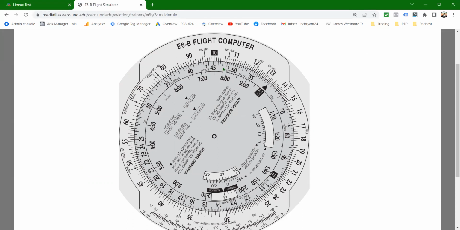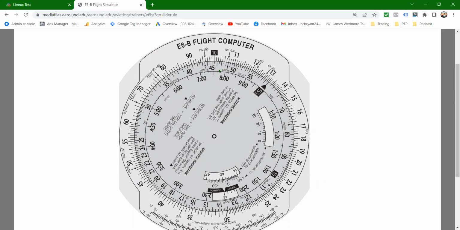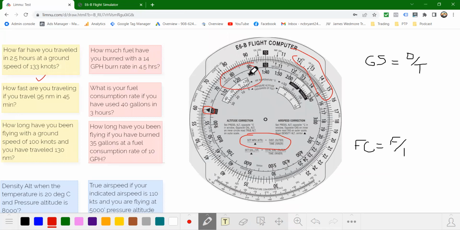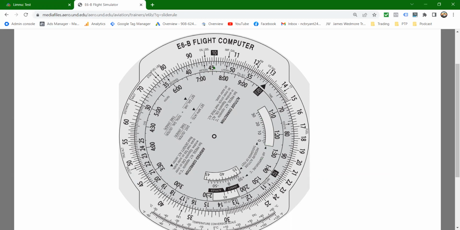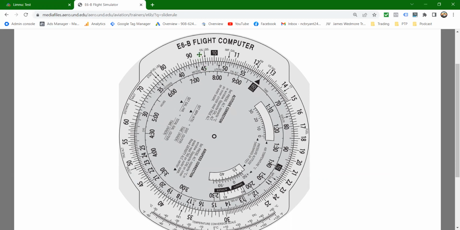So if we just find 45 here, remember this inner scale, so there's two scales. Let me go back to here. There's two scales. These numbers down here are hours, these ones are minutes. So if we look at the hours, there's nothing under an hour. There's no 0.75, so we can't use that scale, right? It starts at an hour and 10 minutes. So we want to use the minute scale and find 45. We want to line that up with 95, which we do right here, 95 on the outer scale. And now all we do is find the triangle and read off the outer scale above our triangle.